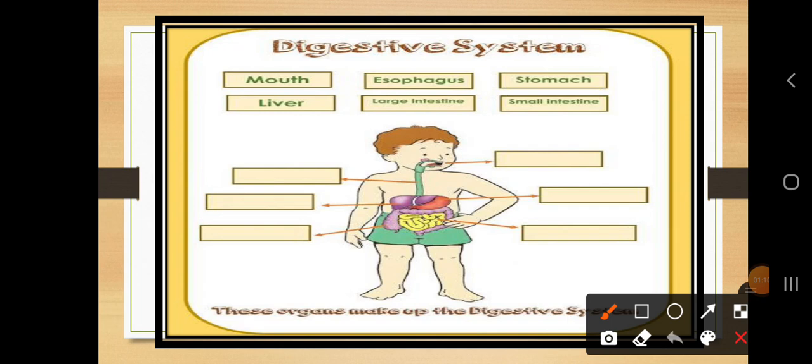First we are going to start with the mouth. Here is the mouth, I am just indicating it. Then next is the food pipe. This food pipe is also called the esophagus, but better you just write it as food pipe itself.